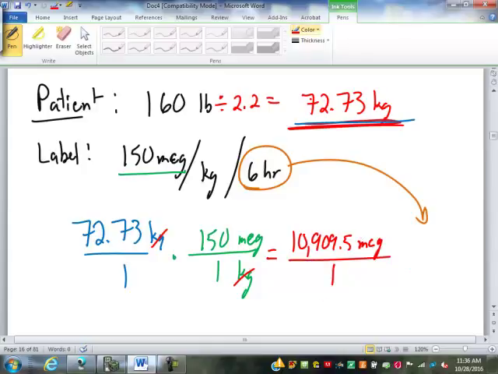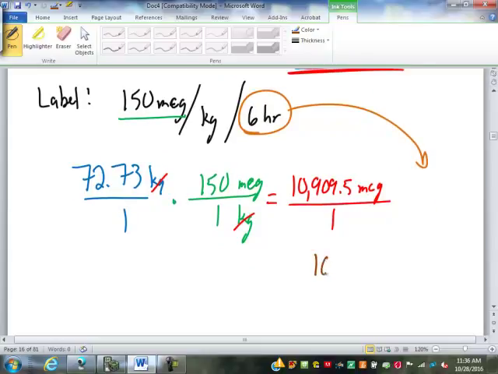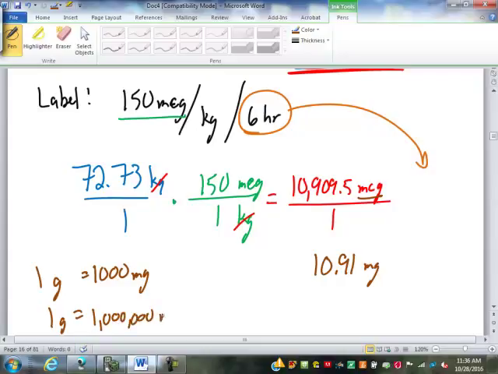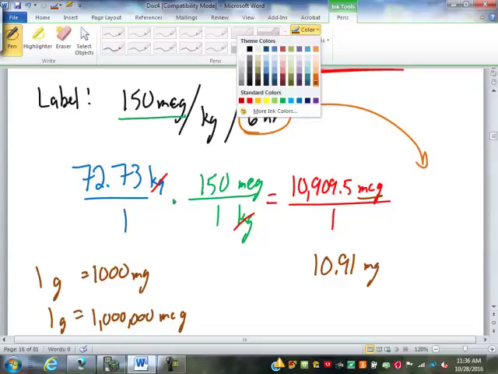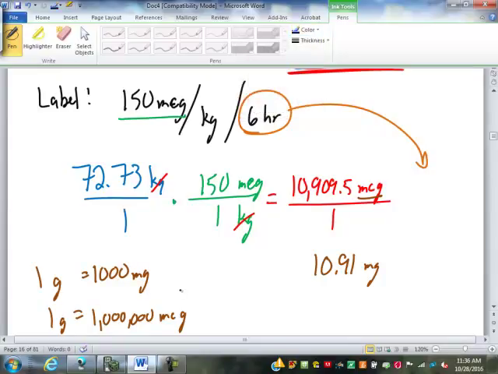So now here, I'm not going to leave that as micrograms. I'm going to convert that to milligrams because you don't want to deal with 10,000 micrograms. That's going to be 10.91 milligrams. To go from micrograms to milligrams, remember there are 1,000 milligrams in 1 gram, and 1 gram is 1,000,000 micrograms. So if you work out the conversion, that means that 1 milligram is 1,000 micrograms.